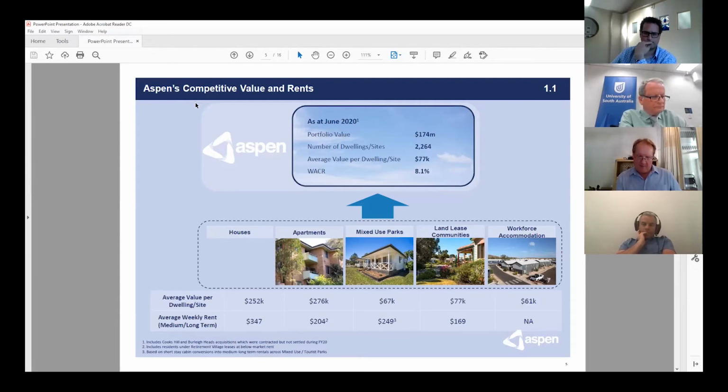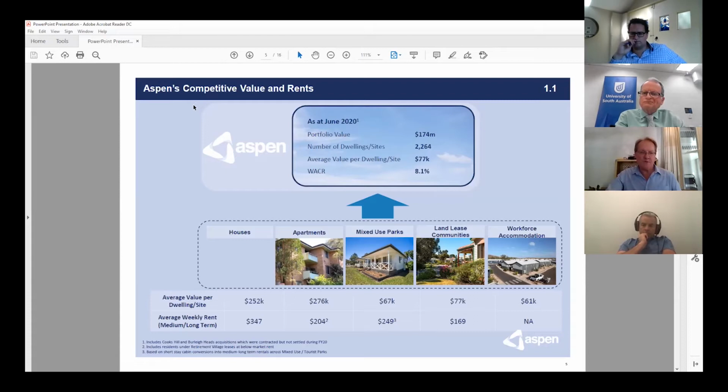And then the final one, on the right, is a picture of our workforce accommodation in Karratha. That's in northwest WA. Again, this is something that is leased to Woodside. We built it for Woodside. They're still the tenant. And Karratha currently is going through a pretty strong period.